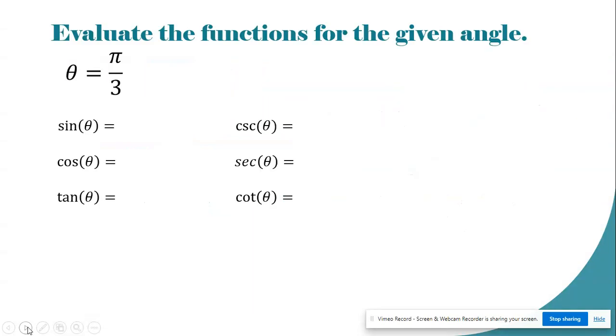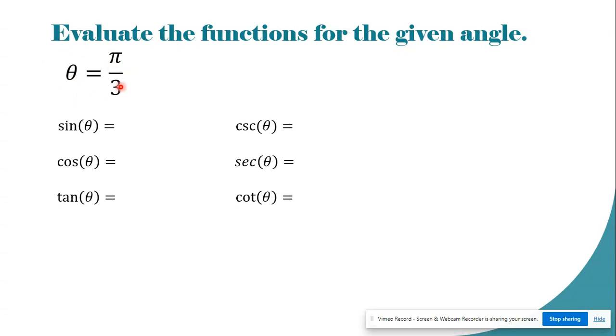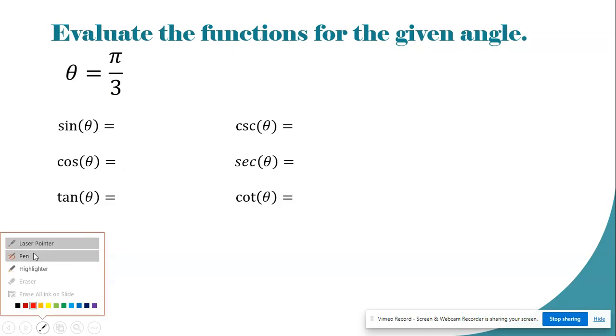All right, so the first thing we're going to do is start off by evaluating the functions for the given angle. So I'm going to give you an angle up here at the top. You'll notice it will say theta is equal to pi over 3. So we're talking about pi over 3 radians, aka 60 degrees. And I want to find sine, cosine, tangent, cosecant, secant, and cotangent for pi over 3 radians. So let's go ahead and get it started.